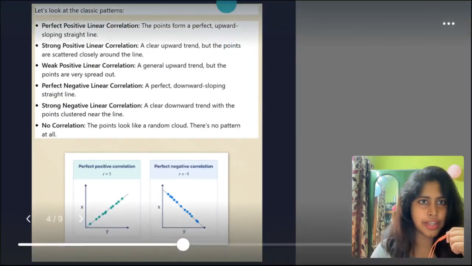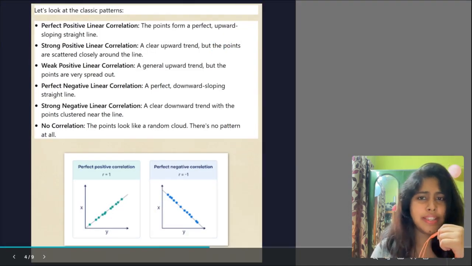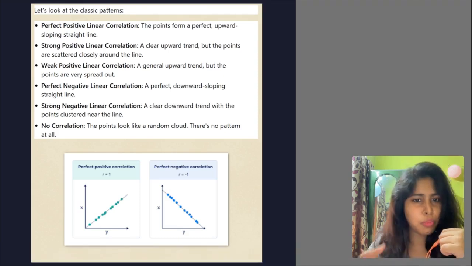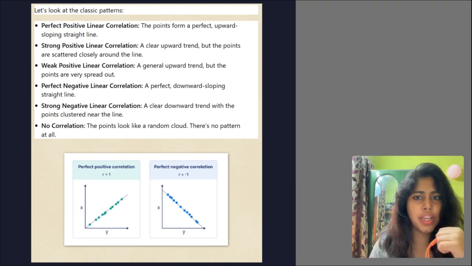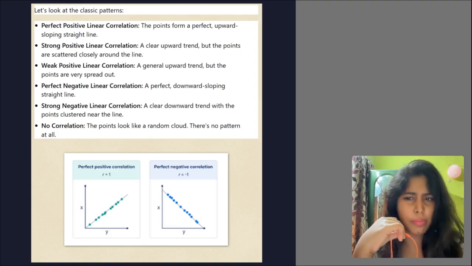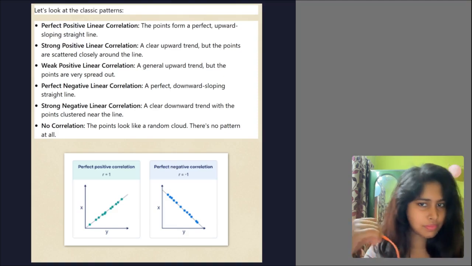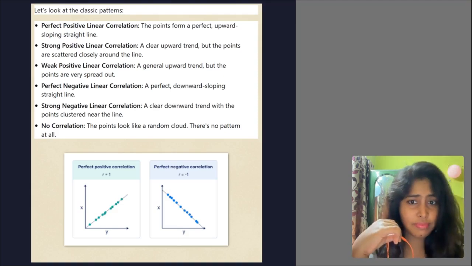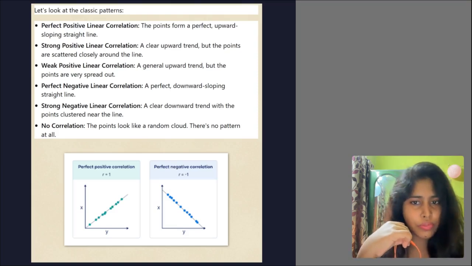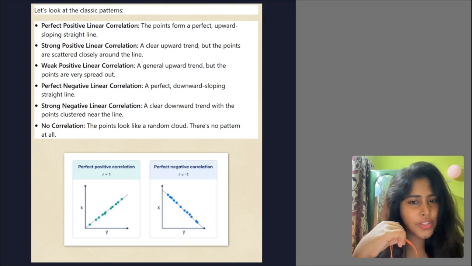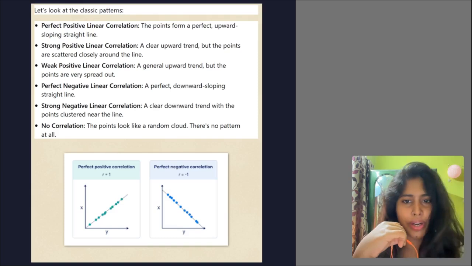For the next slide, as I said, you'll see a general few patterns. First is strong positive, a clear upward trend. Next is weak positive, a vague upward trend with lots of scatter. Number three, strong negative, a clear downward trend. Number four, weak negative, a vague downward trend. And no correlation, as you can see in the previous slide, a random cloud of points with no pattern.